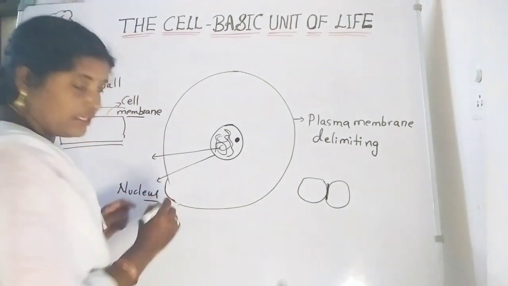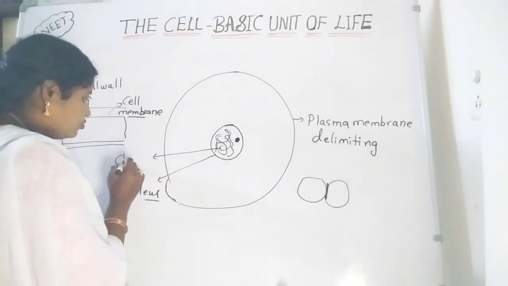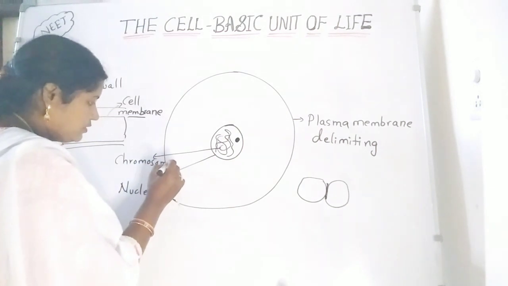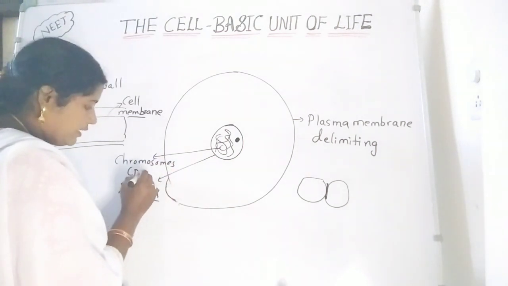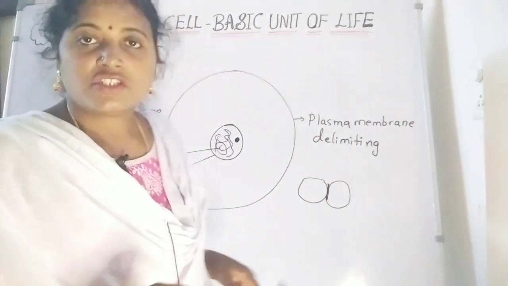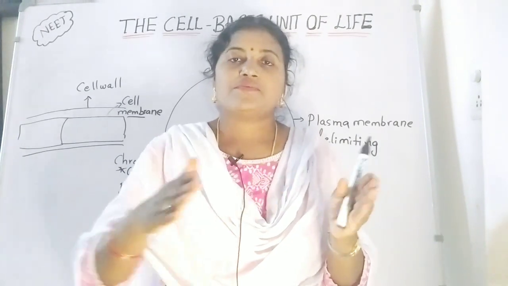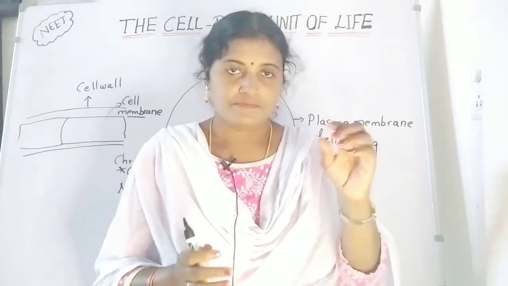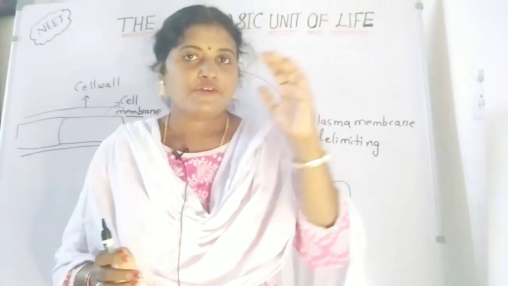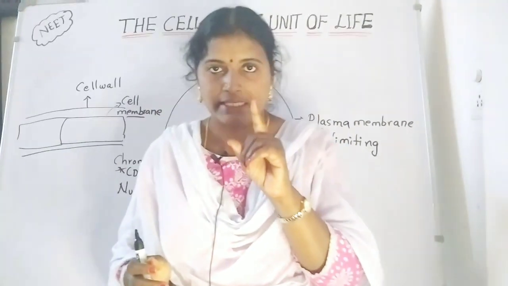So nucleus lo emunnai chromosomes. Okay, so these chromosomes contain the DNA. What is the function of DNA? DNA function enti? DNA is responsible to transfer the information, genetic information. Which information? Genetic information from parents to children. That structure is known as DNA.